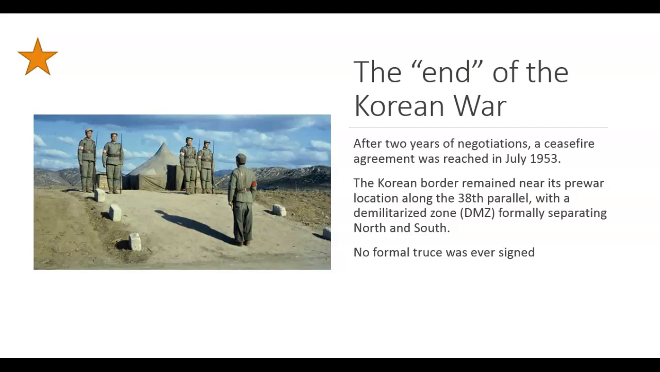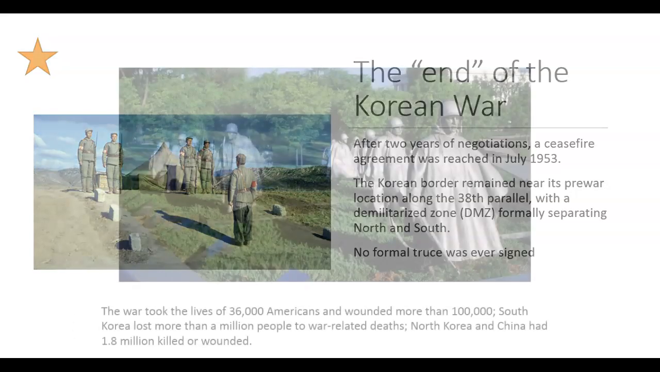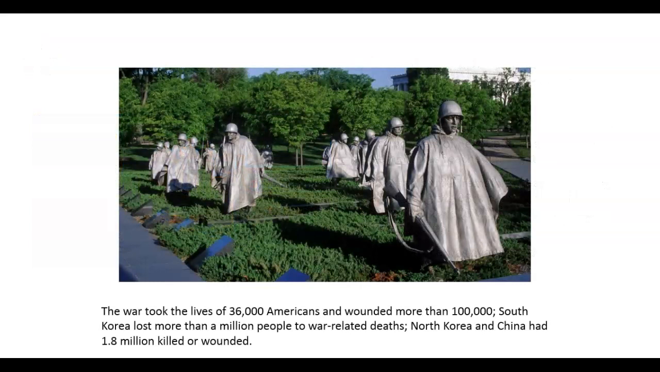The war took the lives of 36,000 Americans and wounded 100,000. South Korea lost more than 1 million people to war-related deaths. North Korea and China had 1.8 million killed or wounded. The Truman administration judged the war a success for containment, since the United States had supported its promise to help nations that were resisting communism. Despite both presidents' threats to use nuclear weapons, the war had been limited to conventional weapons.